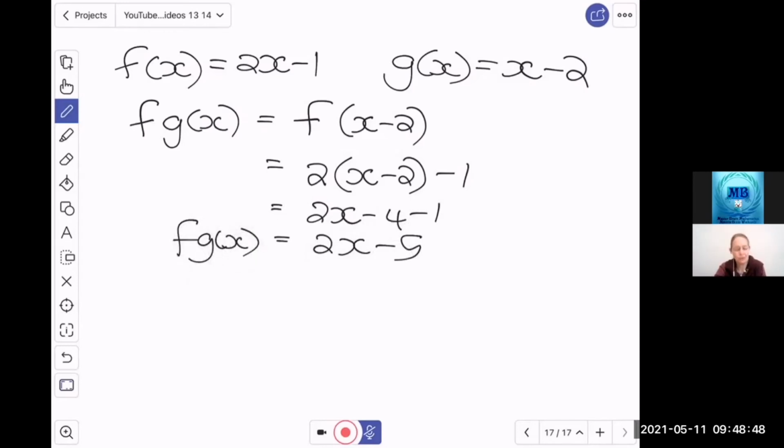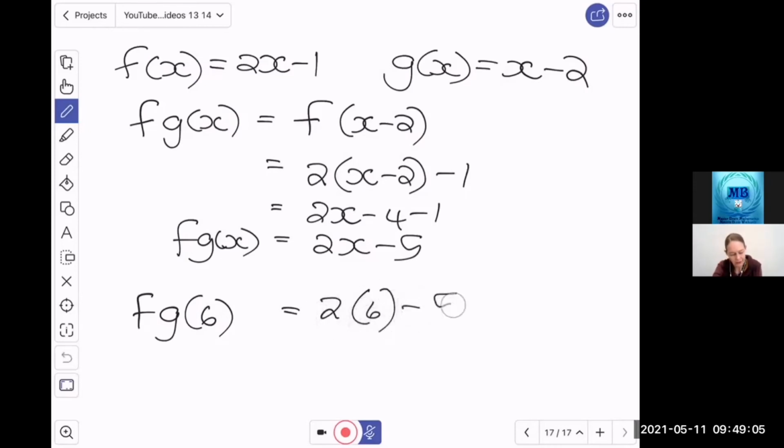If they now further would ask us to determine fg(6), you are simply going to substitute the 6 into the new composite function in place of the x term. In this case, you will have 2 times 6 minus 5, which gives you 12 minus 5, and you are left with 7. And there you go. That is composite functions.